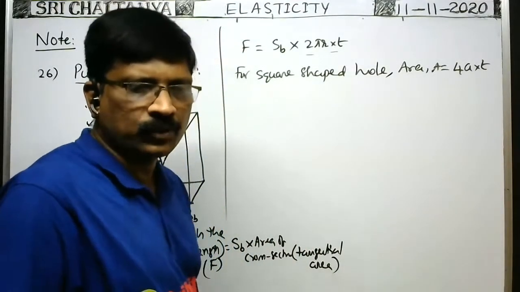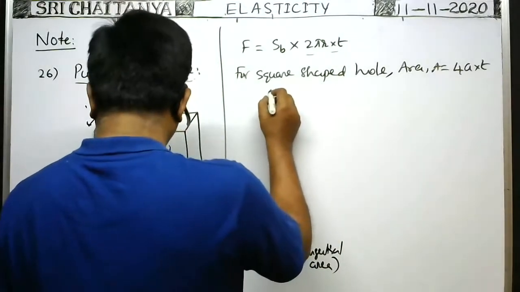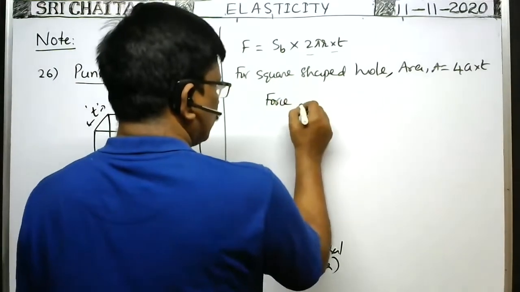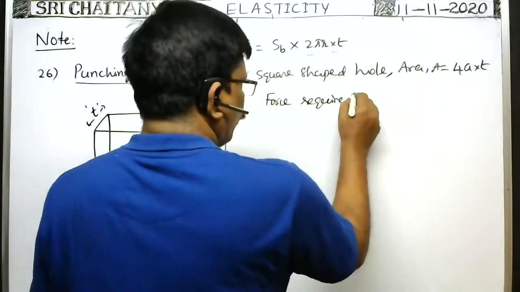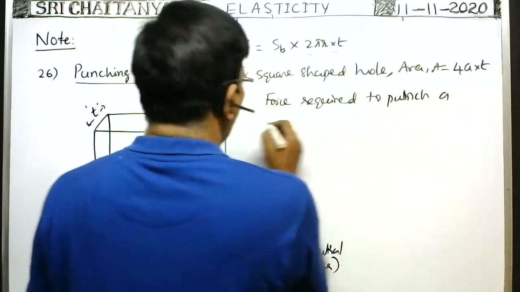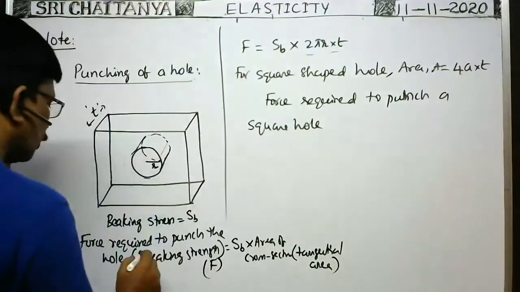Very good, Nana. Bashwant. Right. Therefore, in that case, the breaking force required to punch the hole. So the force required to punch a square hole. It is the force required to punch a hole.